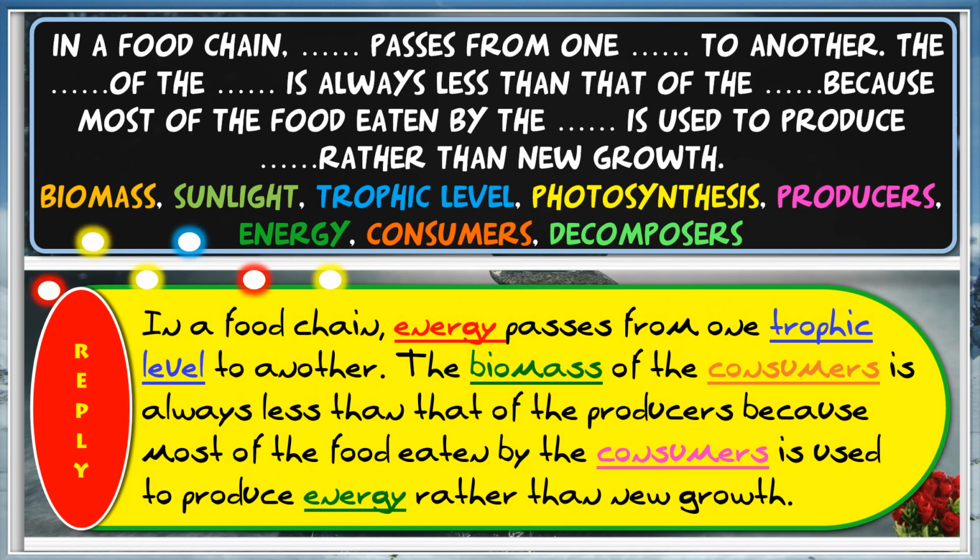In a food chain, energy passes from one trophic level to another. The biomass of the consumers is always less than that of the producers because most of the food eaten by the consumers is used to produce energy rather than new growth.